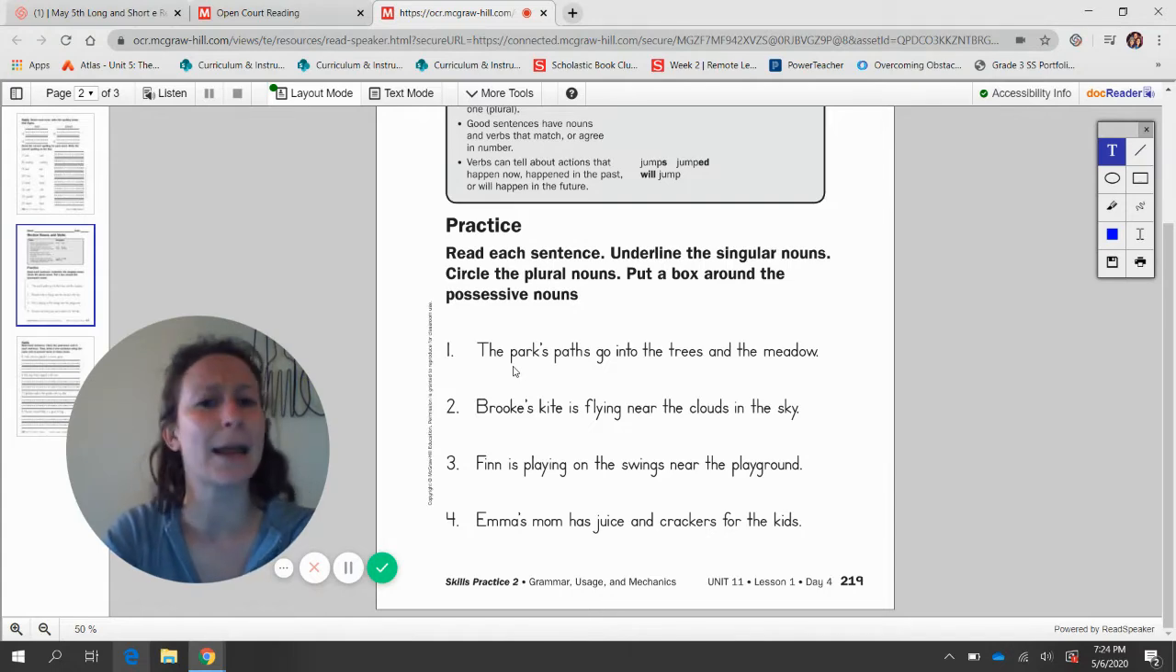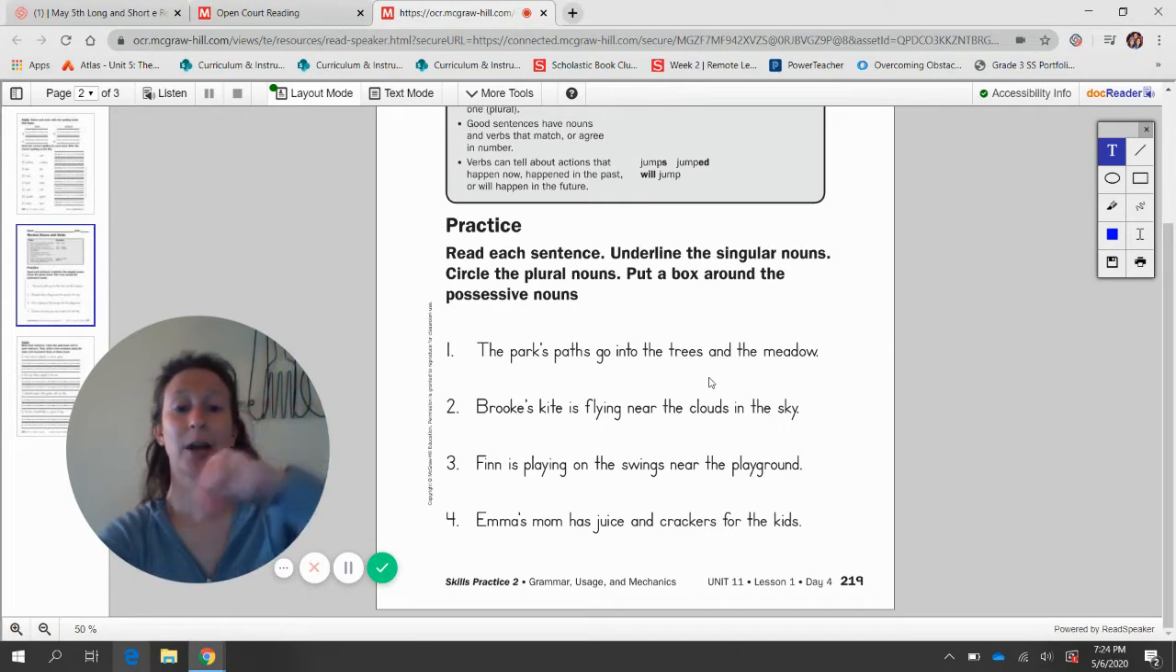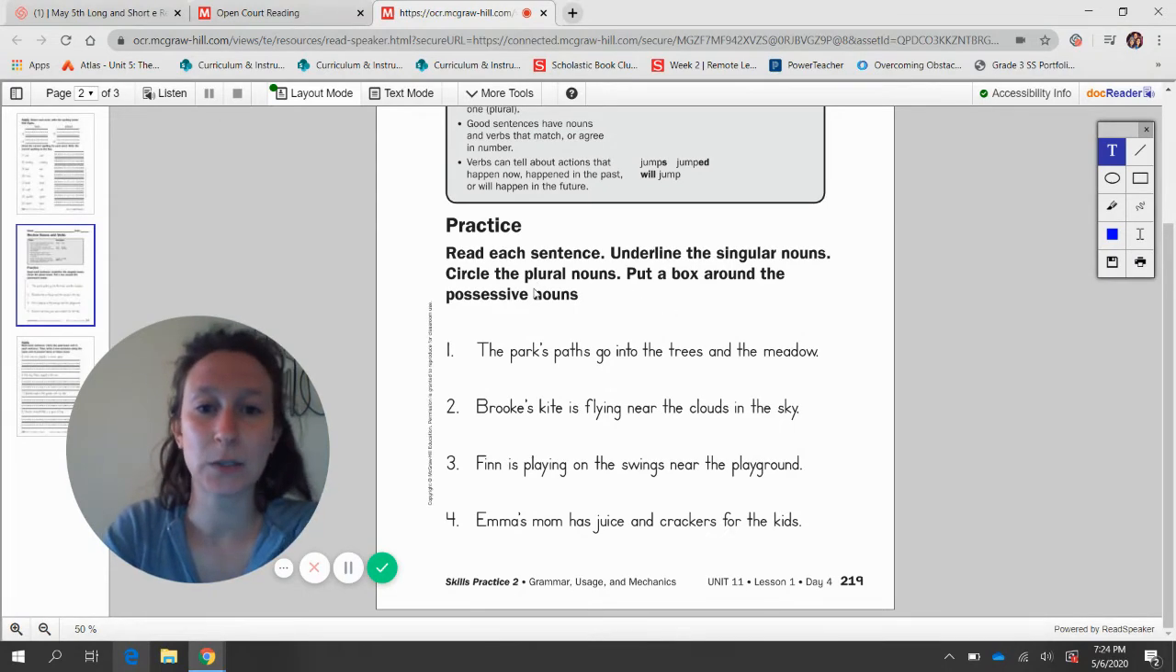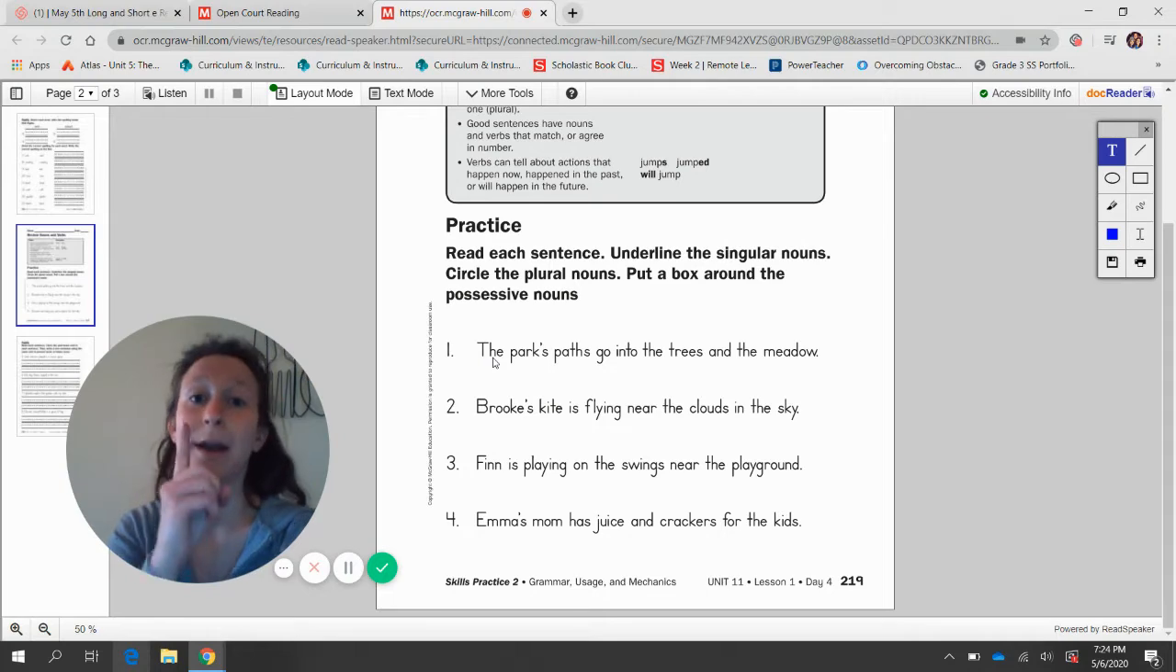Now, do you see any other possessive nouns? Paths go into the trees and the meadow. No, I don't see any more possessive nouns. So we've checked off our possessive nouns. All right, now it says circle the plural nouns. So plural nouns means something that ends with an S to make it more than one noun.